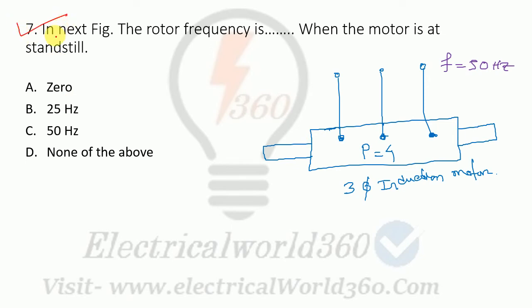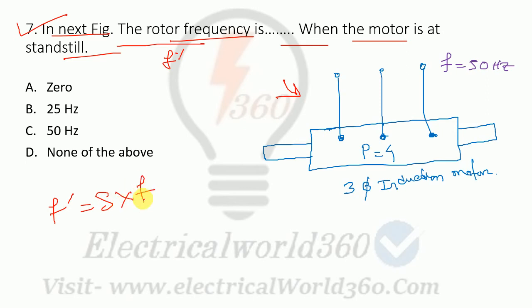So this is the question number 7. In the next figure, that means in this figure, what is the rotor frequency when the motor is at standstill? So as we know, the rotor frequency means the f dash. So as we know, rotor frequency is equal to slip into frequency.